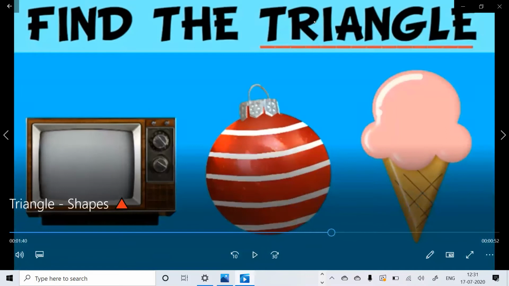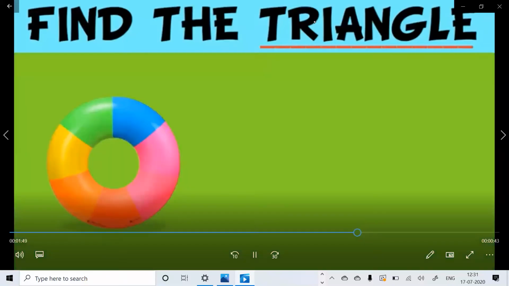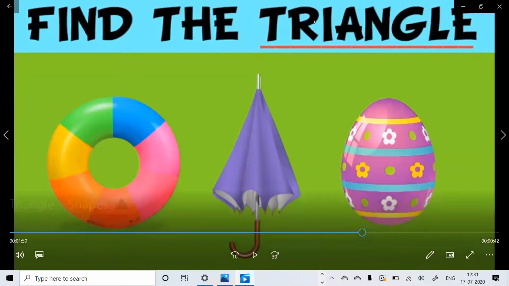What is the triangle over here, everyone? The ice cream cone, yes, very good everyone, aapko sabko pata hai, that's really nice. What is the triangle shape over here? The ice cream cone. Which one is the triangle? You're right. Yeah, the ice cream cone, we got the triangle.